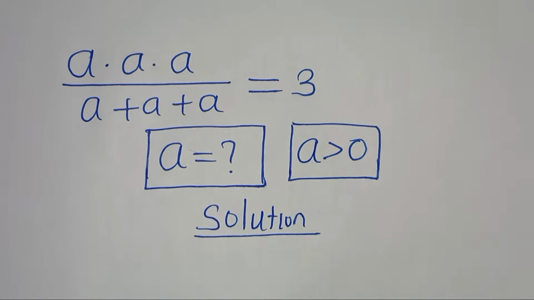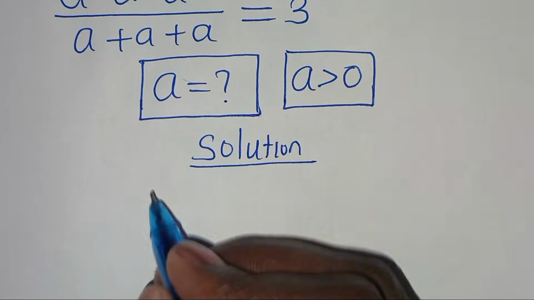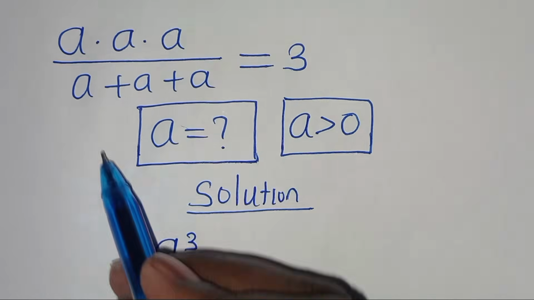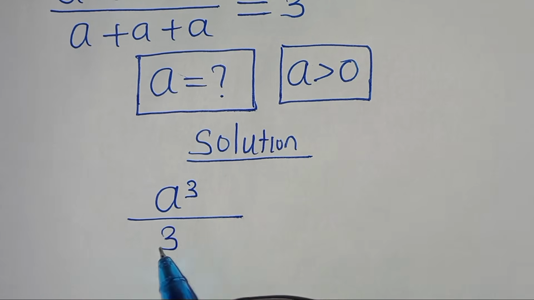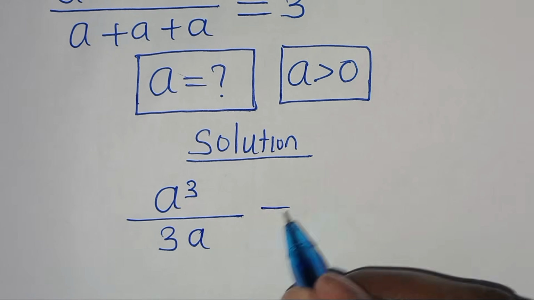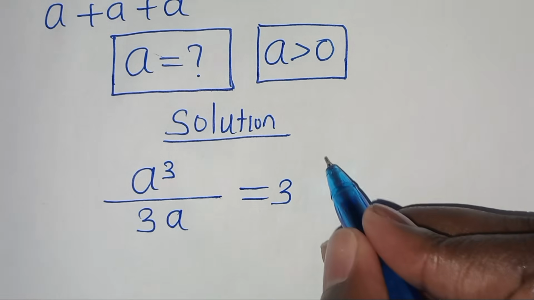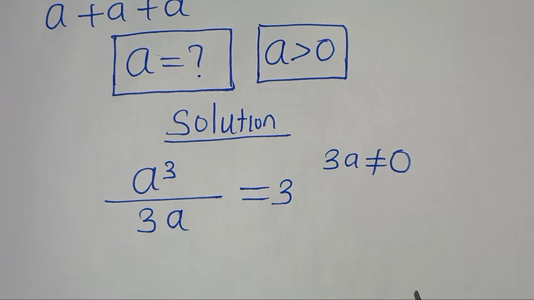Now, we have that a times a times a, this is a to the power of 3, divided by a plus a plus a, this is 3a. And this is equal to 3. So we have that 3a is not equal to 0.